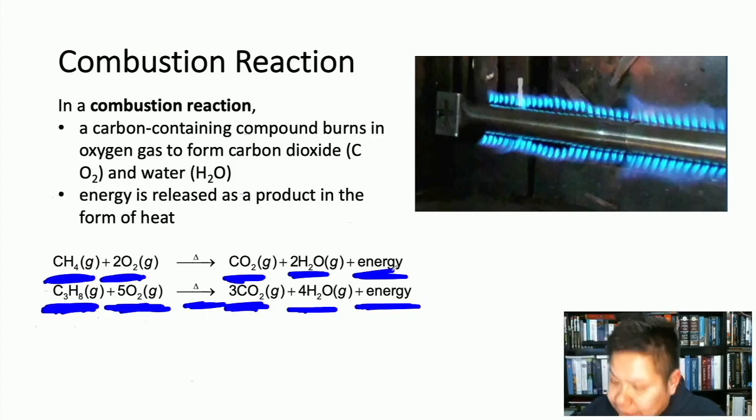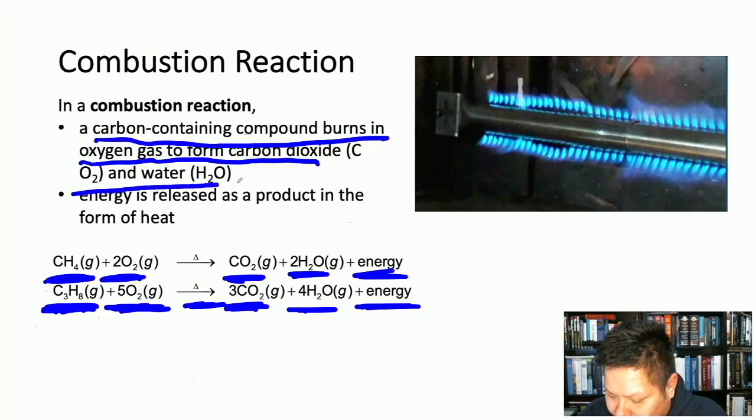So just a quick review. In a combustion reaction, you'll always get hydrocarbons that burn with oxygen to form carbon dioxide and water. So whenever I'm asking you to identify this type of reaction, if it's got carbon dioxide and water in it, you know for a fact that it is a combustion reaction.